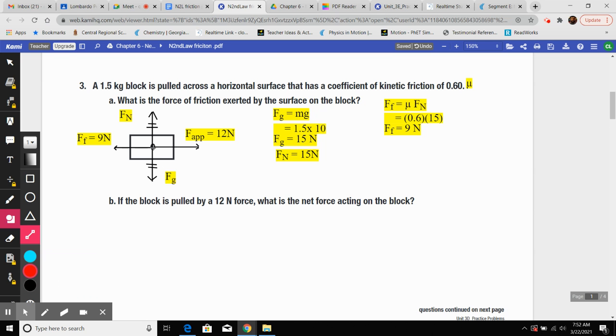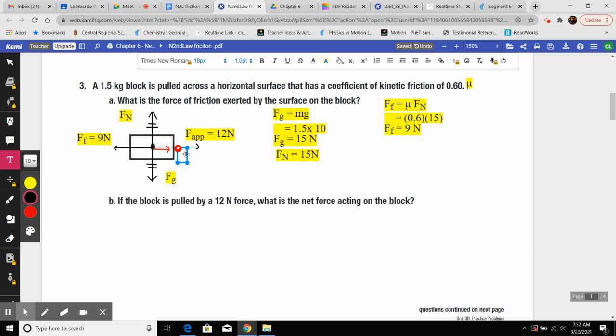Good. All right, basically if we had to just have one tiny drawing here, it would be, you don't need to make this drawing right here, this last little piece. So that would make your F net what? Good. 3 newtons to the right.